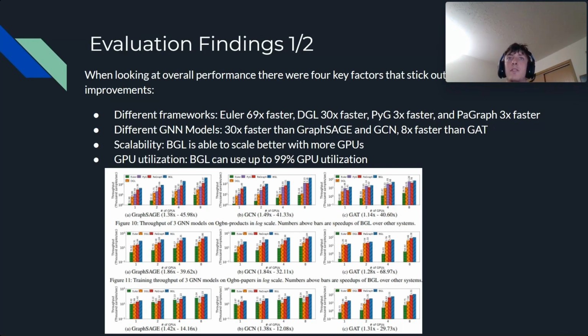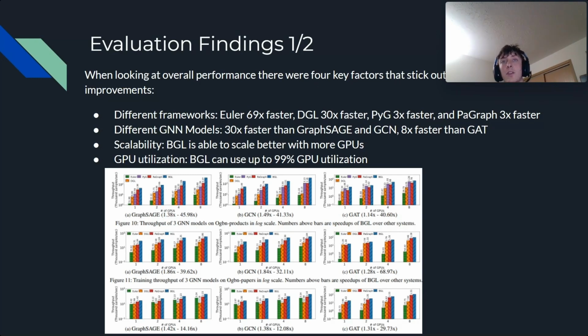When looking at the different frameworks, BGL achieved up to 69 times faster speeds than Euler, which is the largest difference. BGL achieved 30 times faster than DGL, 3 times faster than PyG, and 3 times faster than PyGraph.